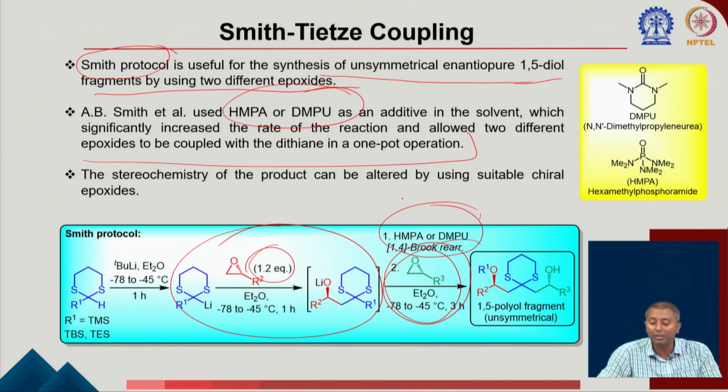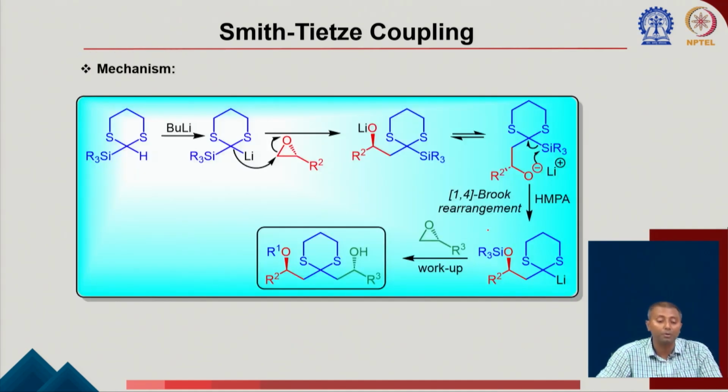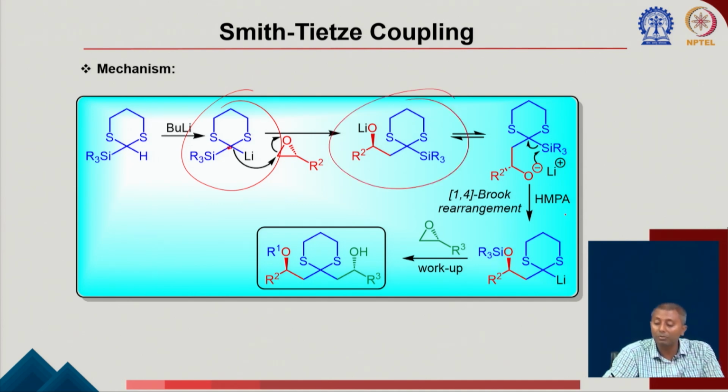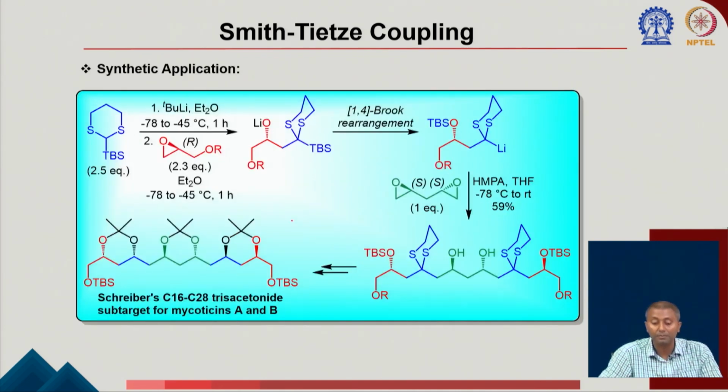The additive plays a very important role in stabilizing the corresponding lithium, which can now react with another epoxide. Now you can make this 1,5 polyol fragment which is unsymmetrical. So if you need a 1,5 polyol with the same epoxide, symmetrical, then you can use the Tietze protocol, and in the other case you use the Smith protocol. Mechanism here again: generation of the lithium attacking the epoxide. Okay, then the 1,4 Brook rearrangement, and now the HMPA again stabilizes the corresponding lithium, which can react with another epoxide to get the unsymmetrical fragments.